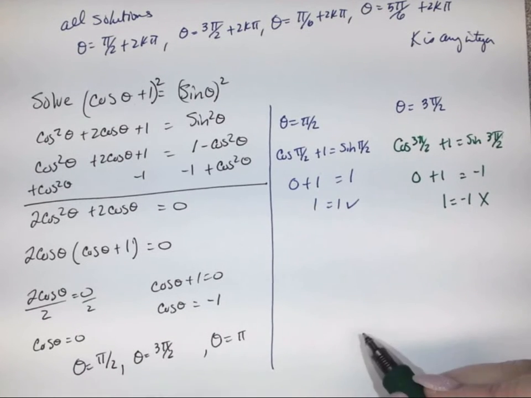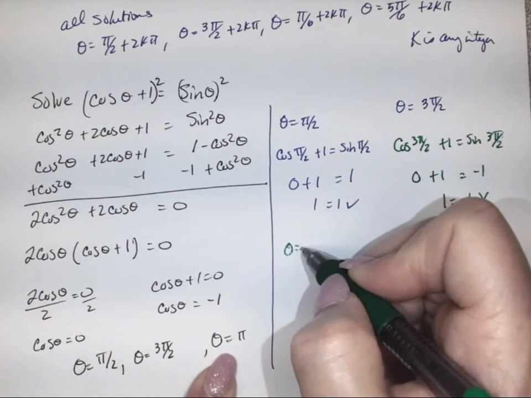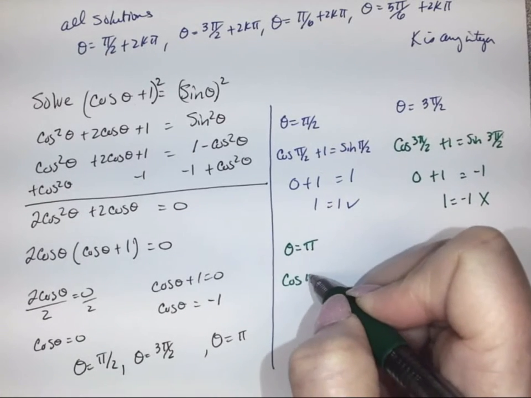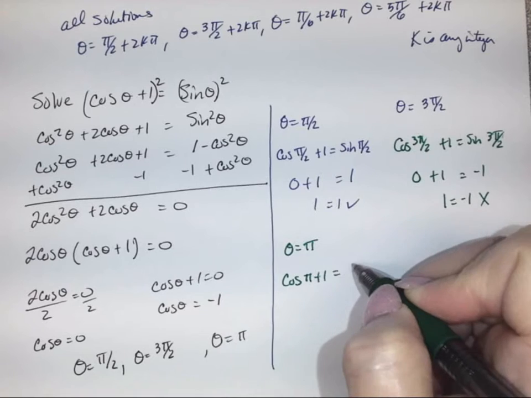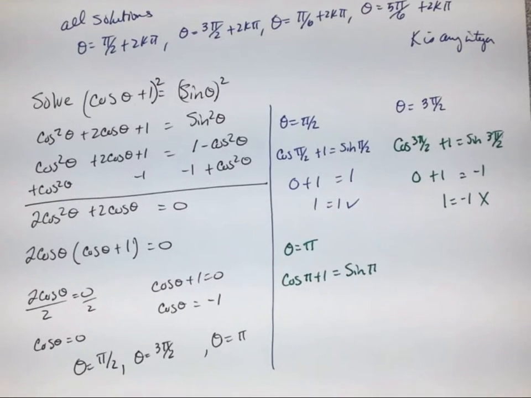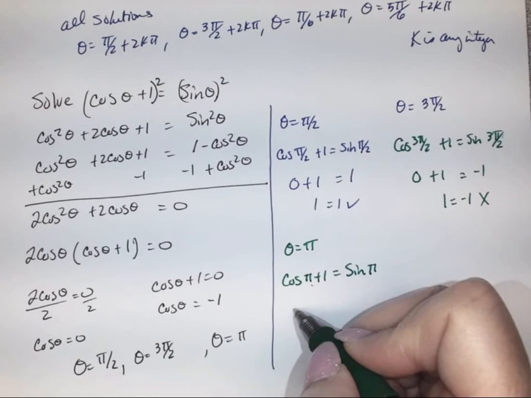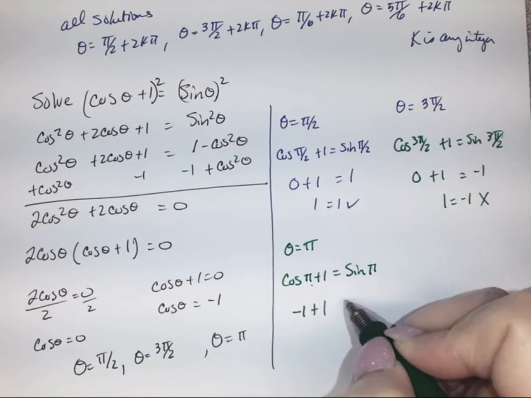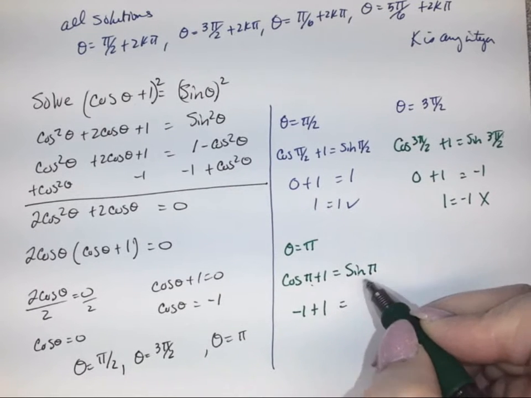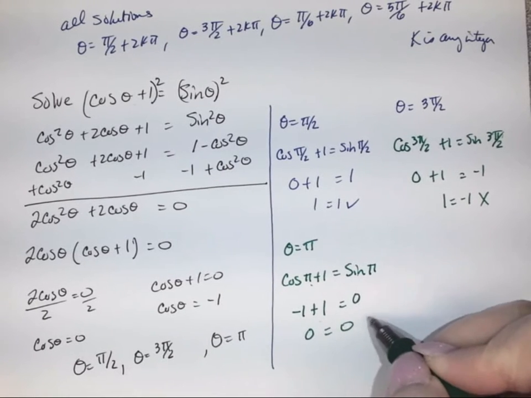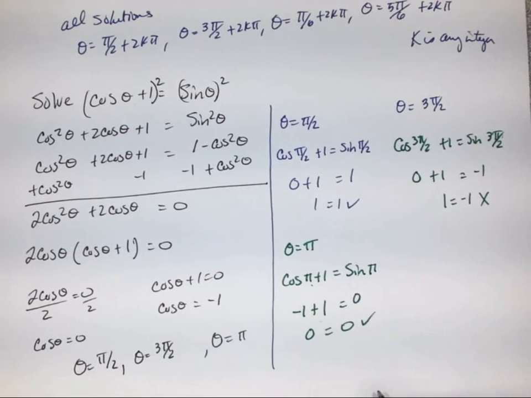All right, we have one more to try, and that is for theta equals pi. So now we have the cosine of pi plus 1 is equal to the sine of pi. So at pi, cosine of pi is going to be equal to negative 1 plus 1, and the sine of pi is equal to 0. Well, negative 1 plus 1 is 0, so this one is also true.